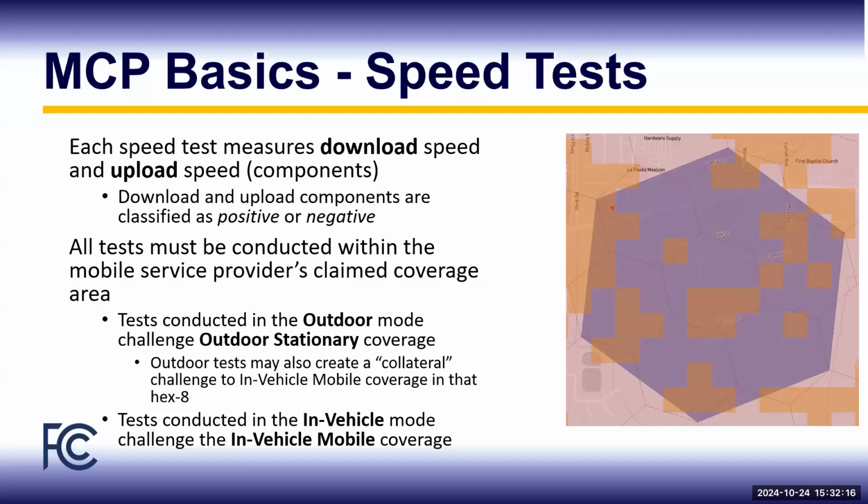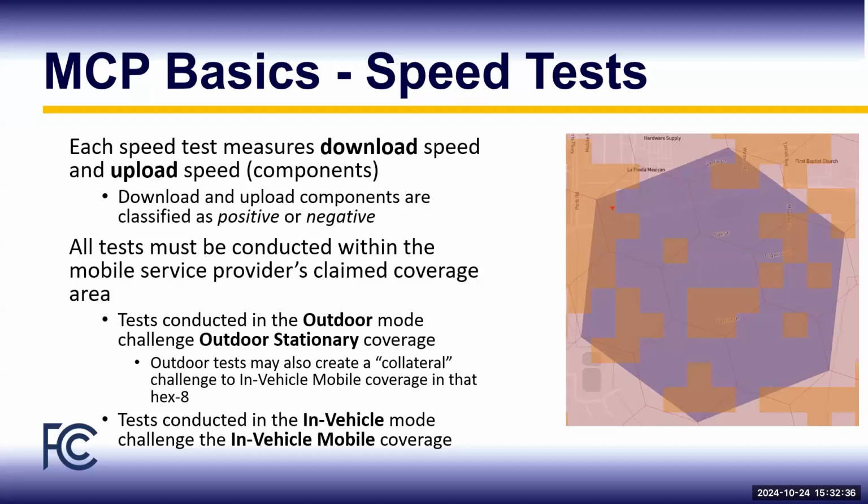A component at or above the threshold is referred to as a positive component, and a component below the threshold is referred to as a negative component. As a result, a single speed test may have a positive download component, but a negative upload component, or vice versa.